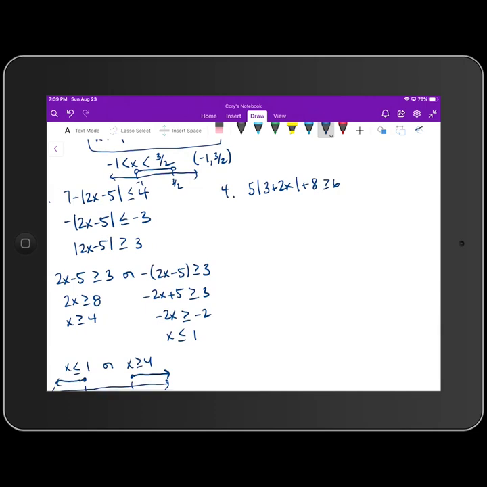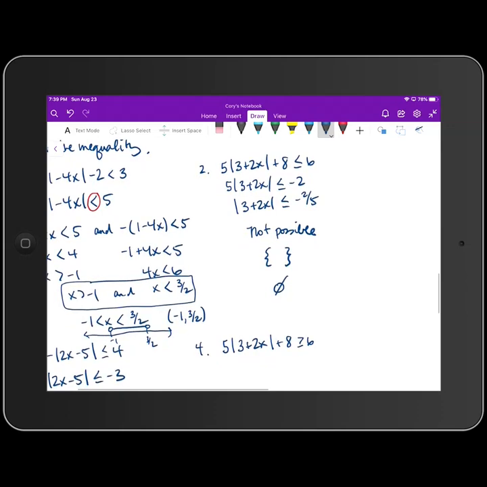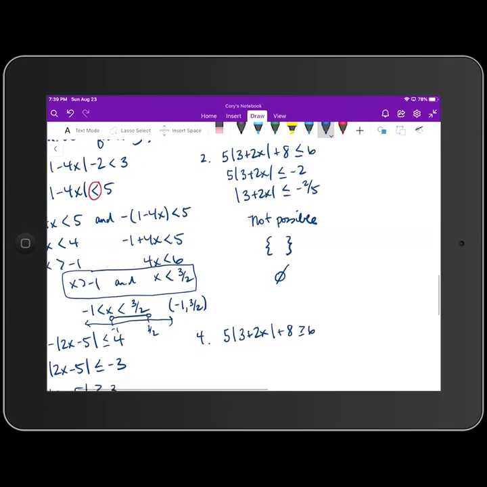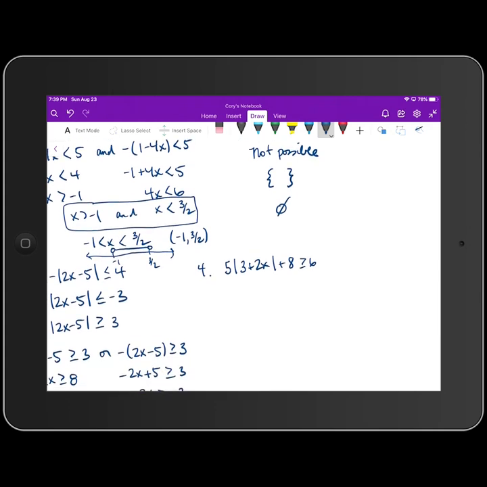Okay, let's take a look at 4. So 4 is the same problem that we had in number 2. I just flipped the inequality sign. So we have 5 times the absolute value of 3 plus 2x, plus 8, is greater than or equal to 6. So again, I want to isolate the absolute value function.